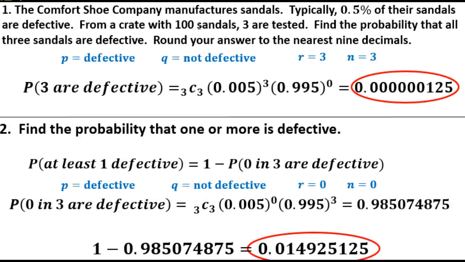Check your answer on these. This one is a 3 choose 3 because there are 3 being tested, and we're finding the probability that all 3 are defective. So 3 choose 3, and then the probability that they're defective right here would be 0.005. This is not 0.5, this is 1/2 of 1%. So when you convert that to a decimal, it would be 0.005. So double check that one here. For 1 or more defective, we take the probability that 0 are defective, and then we subtract that from 1. That would get us our accurate answer here.